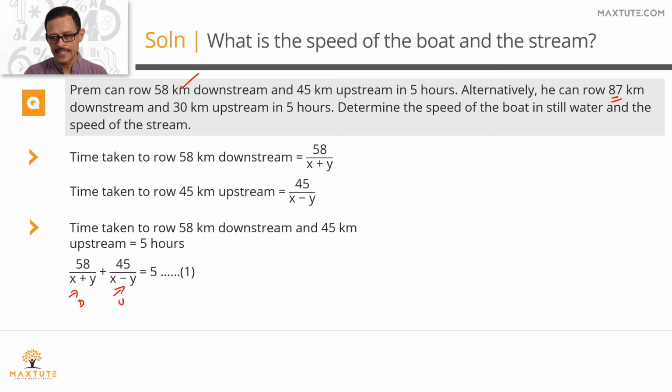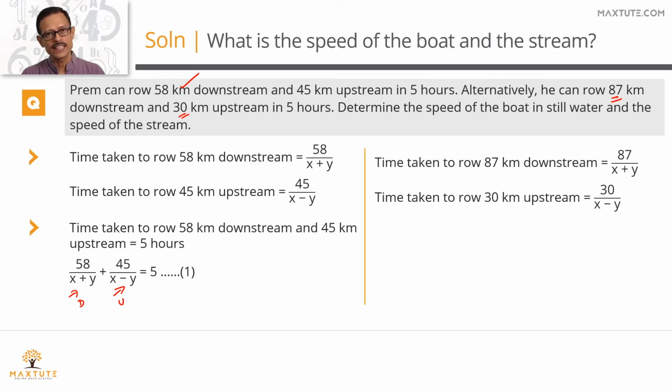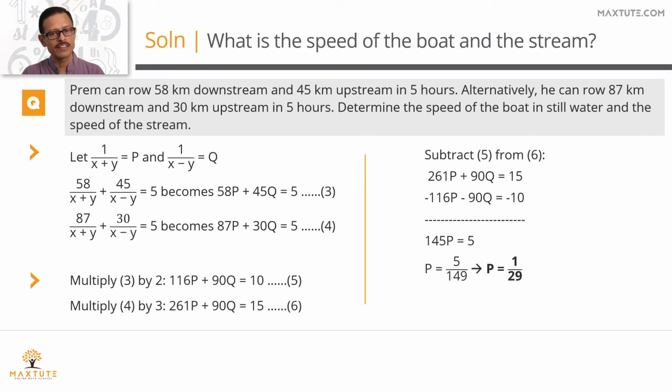Second one, we're going to be looking at 87 kilometers downstream and 30 kilometers upstream. So time taken to row 87 downstream and 30 upstream. Total time taken for this journey is 5. So you get the second equation. We're going to reduce these two equations to a pair of linear equations in two variables. We're going to assign p equals 1 by x plus y, q equals 1 by x minus y. So first equation essentially becomes this. Second equation becomes this. We're going to be solving these two equations using elimination method.